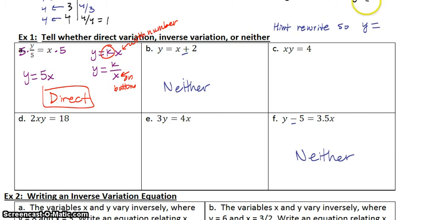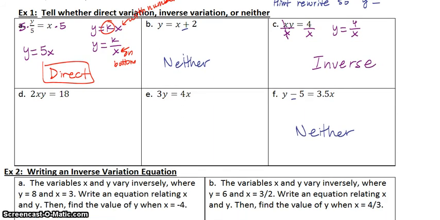Let's look at C. When I try to solve for y, this is what I was talking about. I divide both sides by x, and x is on bottom. That's what you need to have for inverse. Let's look at D. Again, let's try to solve for y. Ooh, when I do that, already some of you I bet can see this. 18 divided by 2 is 9, and now again, x is on bottom, so inverse for part D.